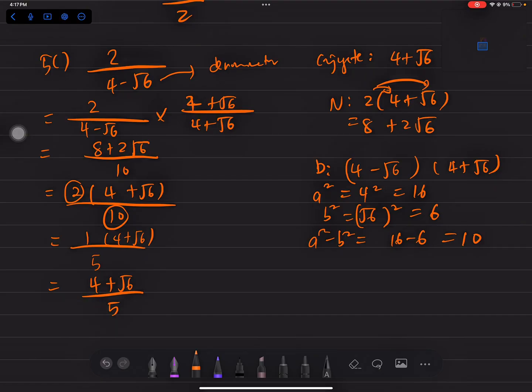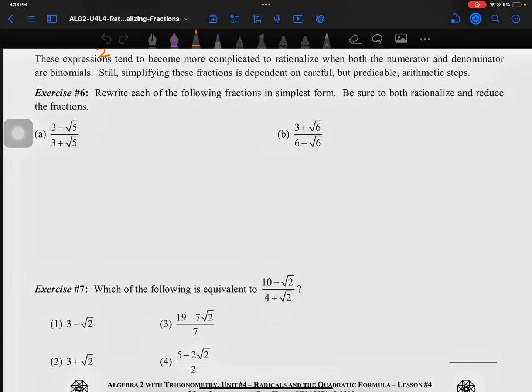So when the denominator has 2 terms and has a square root, like 3 minus √7, 3 plus √3, 4 minus √6, we rationalize it by multiplying top and bottom by the conjugate of the denominator. So the denominator's conjugate will be 3 minus √5. Okay, so we multiply top and bottom by 3 minus √5.